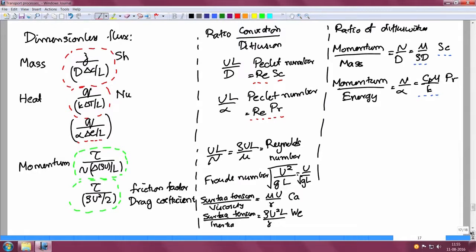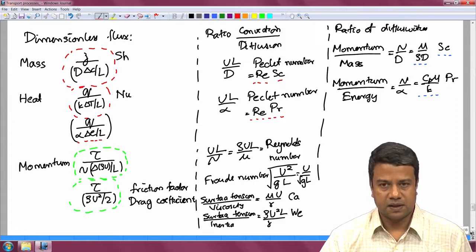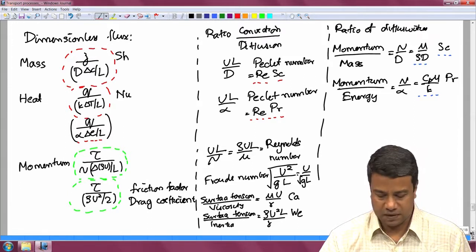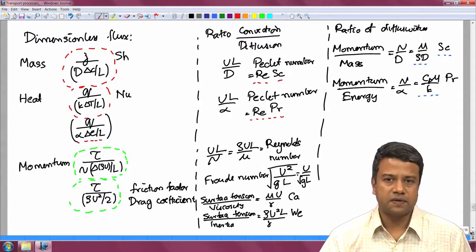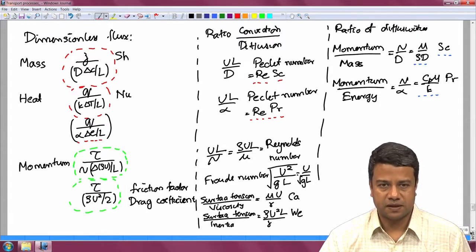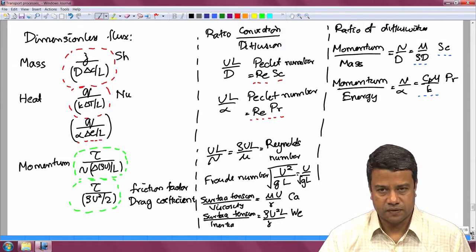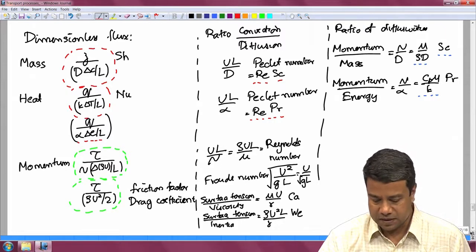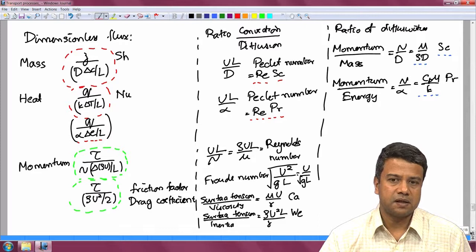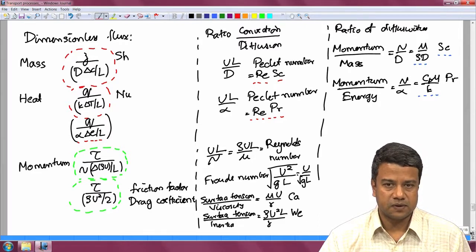One is the dimensionless flux. The mass flux scaled by a characteristic right hand side of Fick's law, heat flux scaled by a characteristic right hand side of Fourier's law. Momentum flux you would normally expect to be scaled by a characteristic right hand side of Newton's law. Traditionally that is not what is done. You scale it by a pressure force or an inertial force. In this case the shear stress is scaled by a kinetic energy density, a kinetic energy per unit volume.